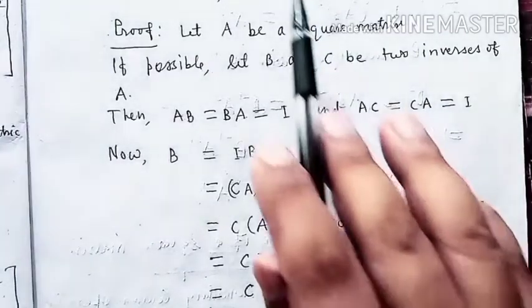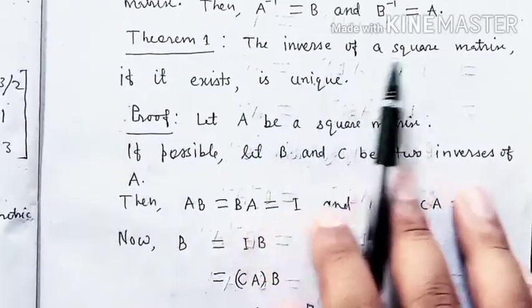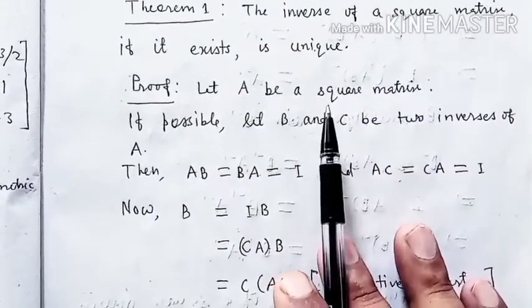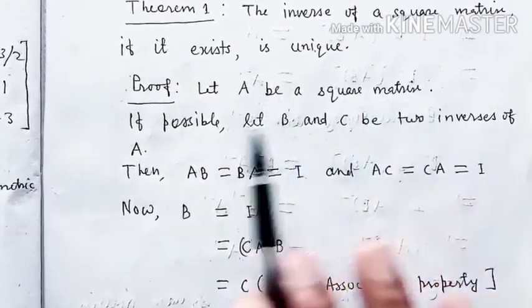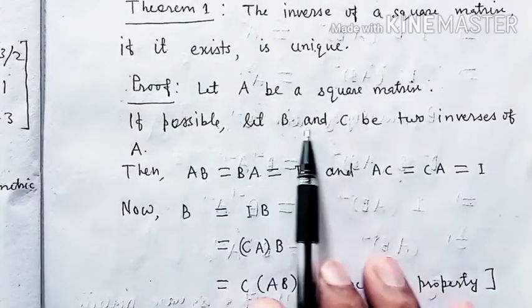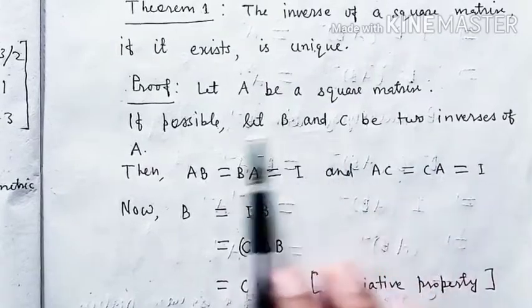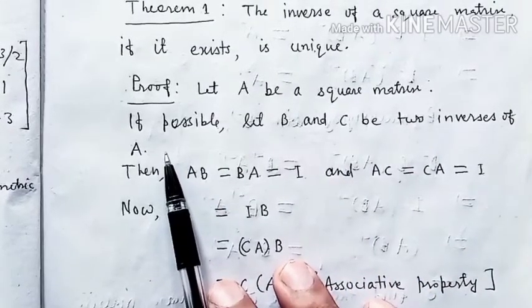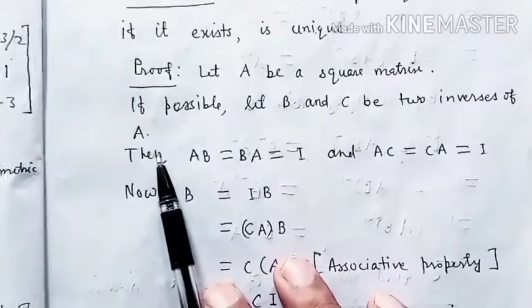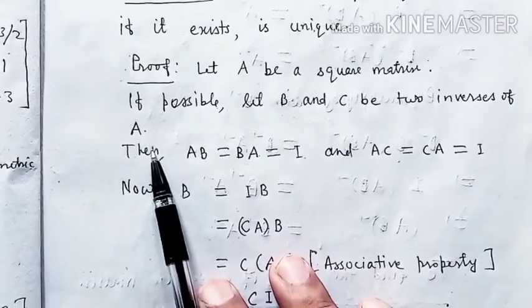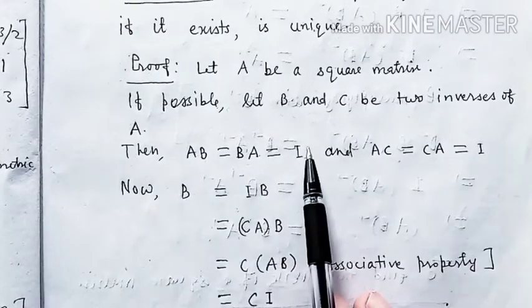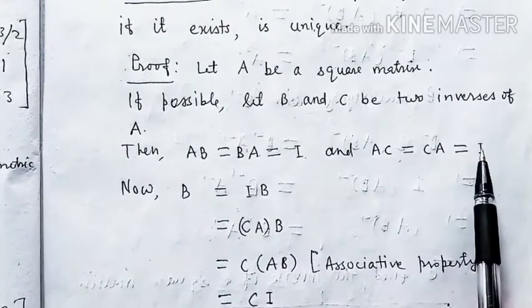Here we have to prove that the inverse of a square matrix, if it exists, is unique. So let A be a square matrix. If possible, let B and C be two inverses of A. Here we are using the contradiction method to prove it. Then by the definition of inverse of a matrix, we can say that AB is equal to BA is equal to I, and AC is equal to CA is equal to I.